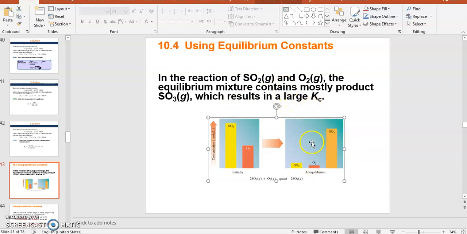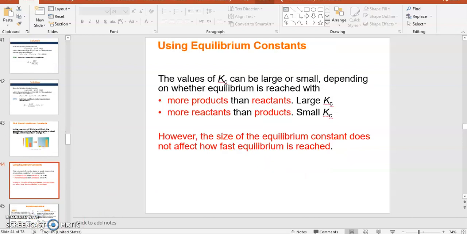So the mixture is mostly product, which means you will get a large Kc. There are a few cases here. If you have more products than reactants, then your Kc will be large. If you have more reactants than products, then your Kc will be small.